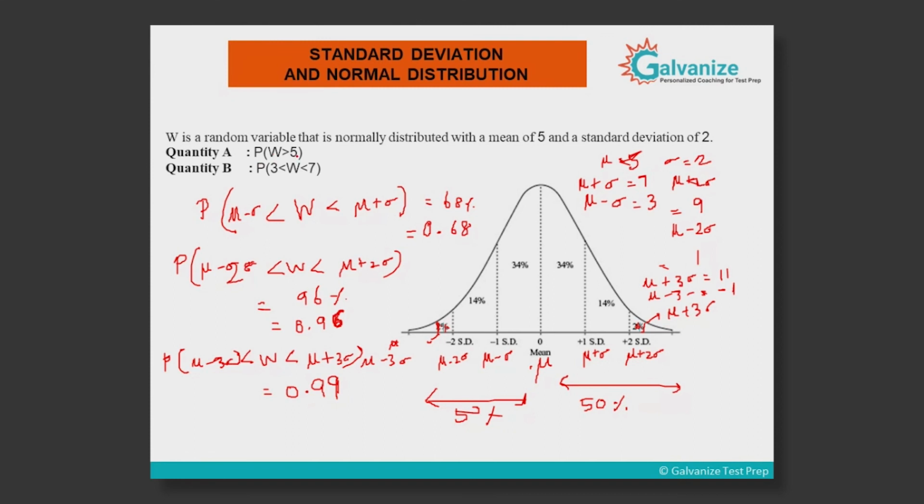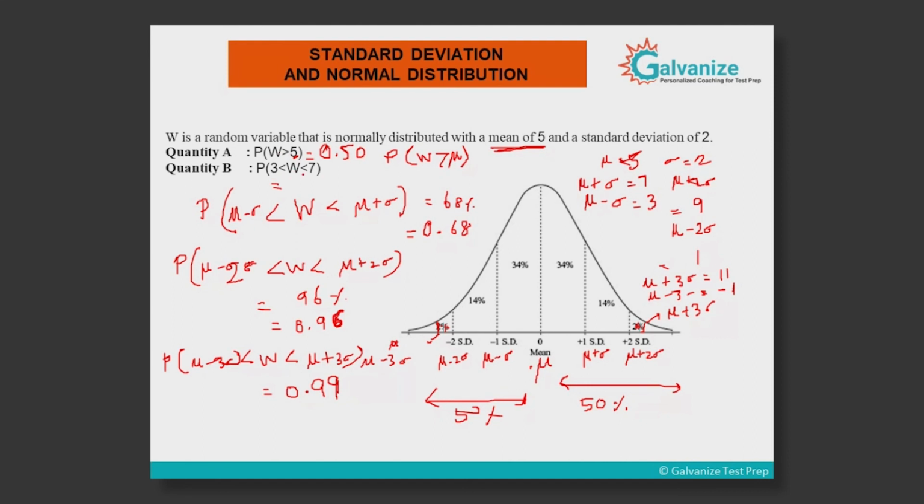P of W greater than 5. Now, 5 is actually mu. P of W greater than 5 transforms to P of W greater than mu. As you can see, 50% of the data set lies above the mean. So this answer is actually without any calculation. If you're thorough with these percentages, then it's 0.50 or 50%.